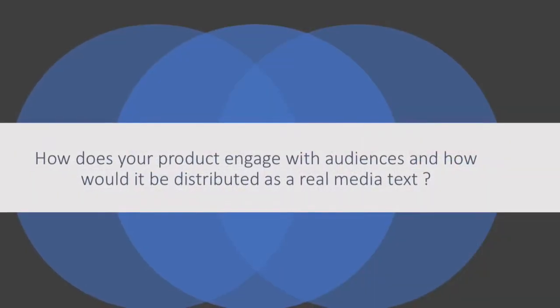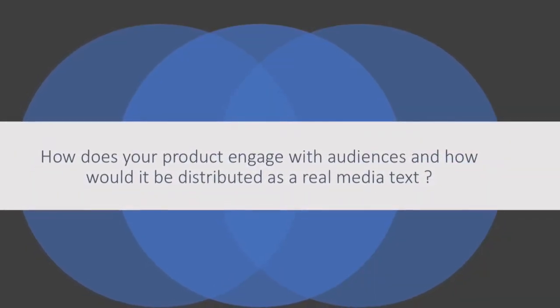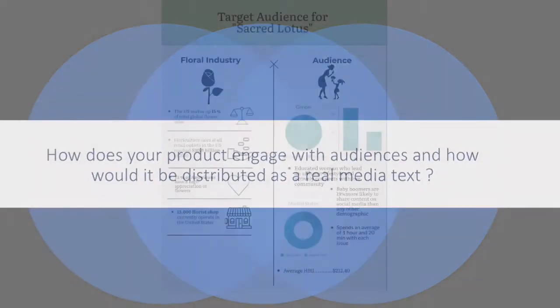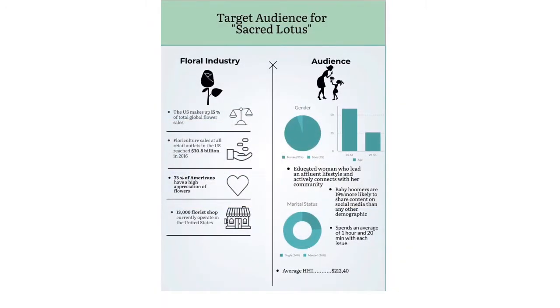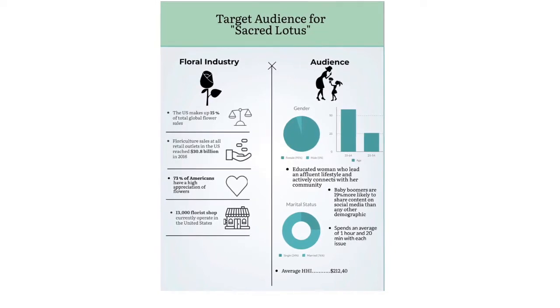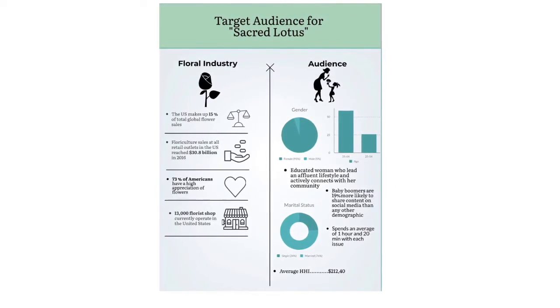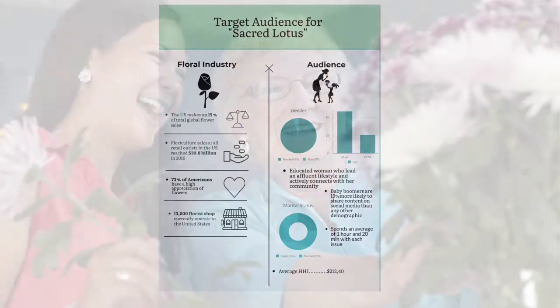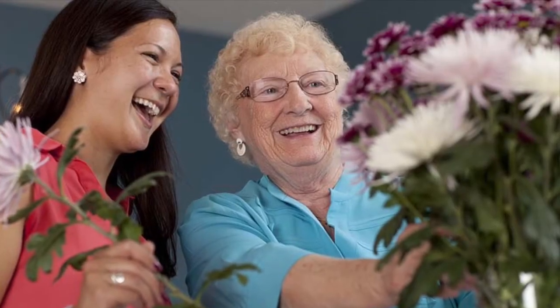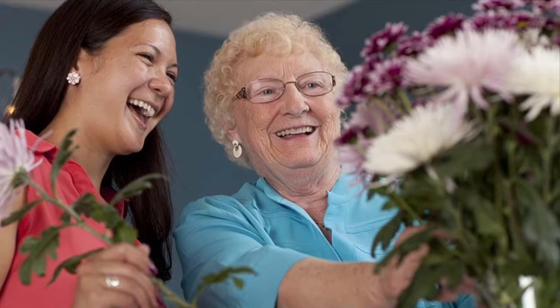How does your product engage with audiences, and how would it be distributed as a real media text? The main audience that my magazine is going to pursue is mostly females in their 30s, 40s, and 50s, as shown through the data that I have compiled with my research on Media Kits. Most single females who live alone are more likely to find an interest in flowers. The background of these women is that they lead a comfortable lifestyle and engage regularly with their community.